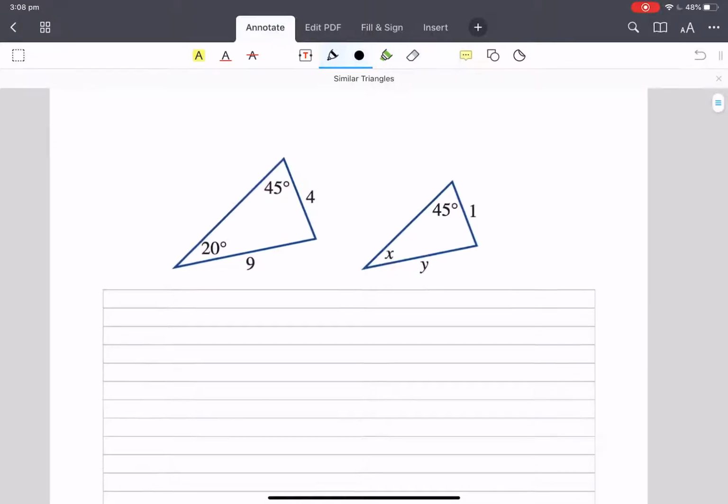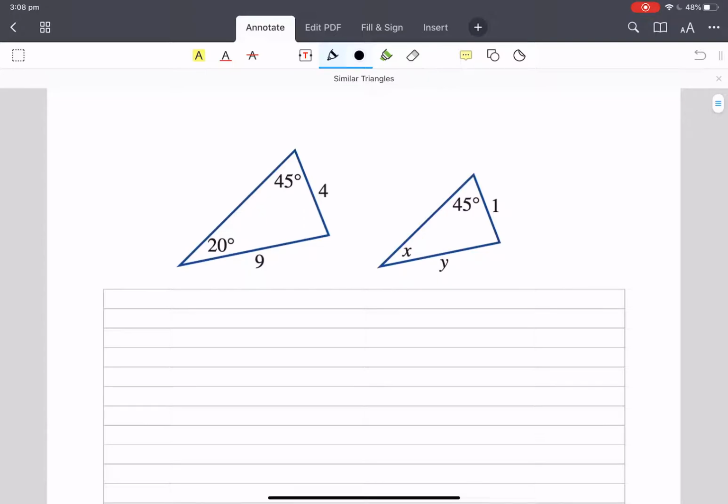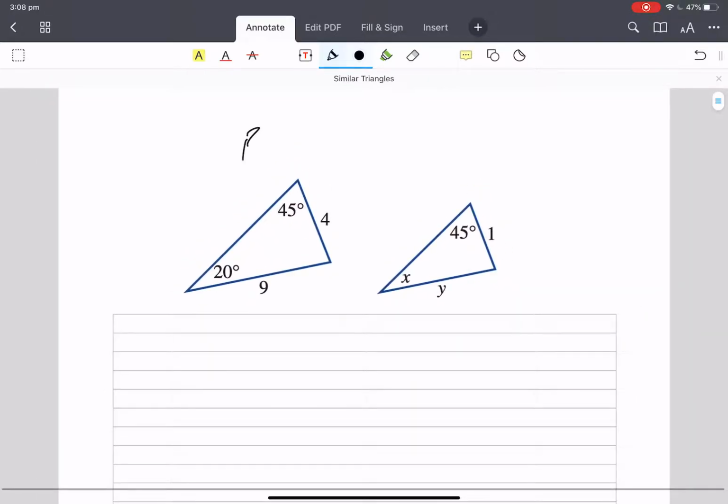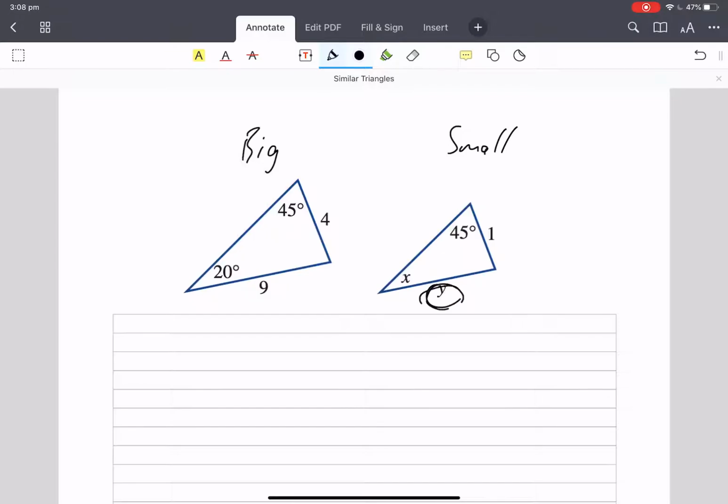Okay, similar triangles. We're not trying to prove similar triangles here. We're told that they are. Clearly this is the big triangle and this is the small triangle, and we just need to find out what this y is. And you can see that this one's 4 times bigger.